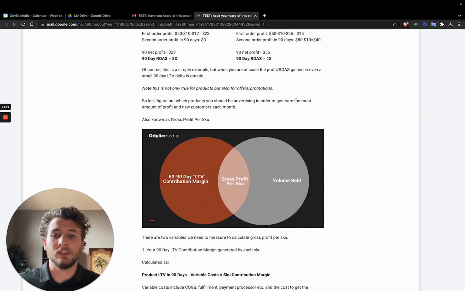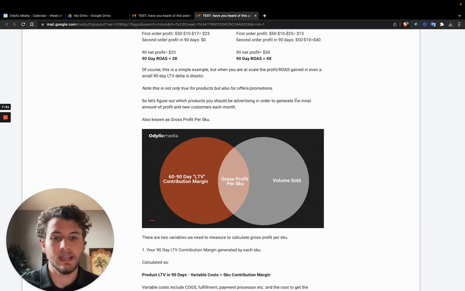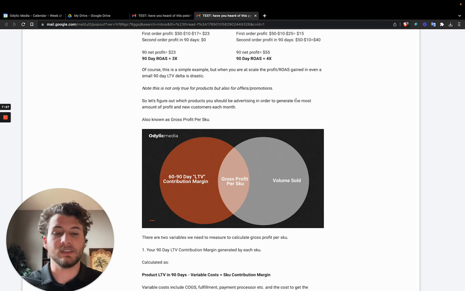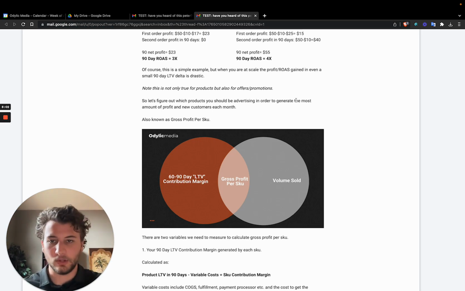And again, note this is not only true for products, but also for offers and promotions. Just like products, offers and promotions bring different kinds of customers in. And when people come in for different offers or promotions, like a free gift, a sale, store credit, whatever it may be, the lifetime value of that customer will be different, simply due to the fact that it attracted a different kind of person and it incentivizes different behavior. And by maybe getting a different product than they would have, their lifetime value now looks different. So you have to measure these things, okay?